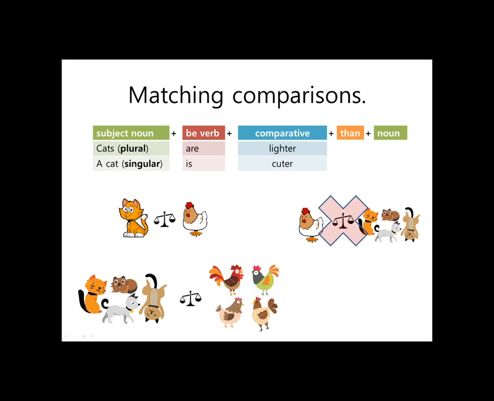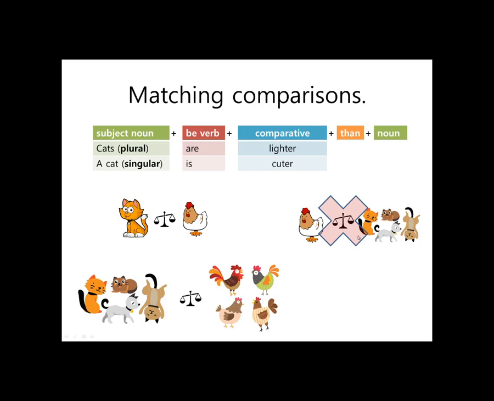Okay, so this is okay. One cat, one chicken, that's fine. Cats are lighter than chickens. Okay, or cats are faster than chickens. So when we're comparing more than one thing, we need more than one thing at both ends of the sentence. So cats are cuter than chickens.